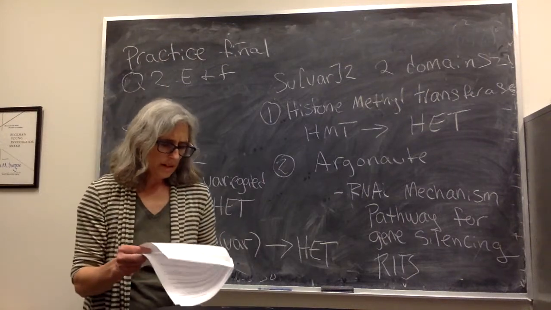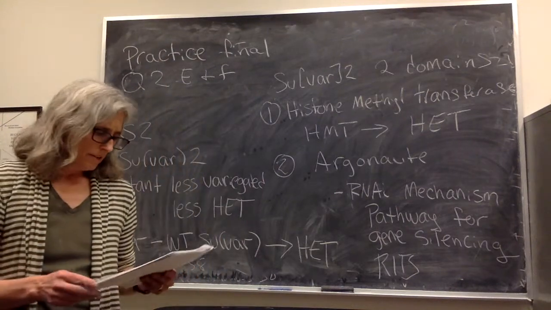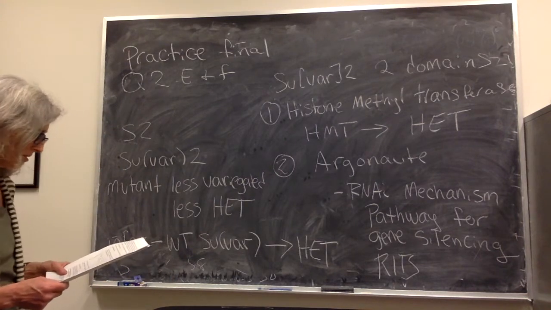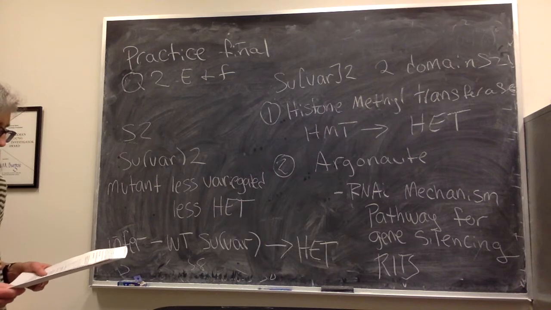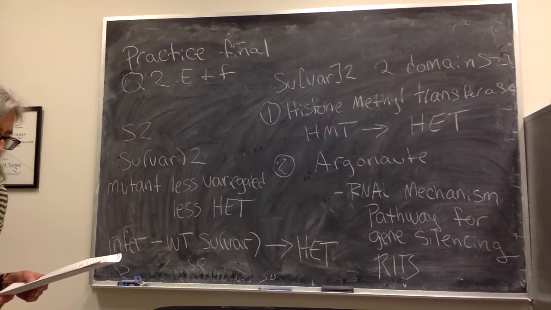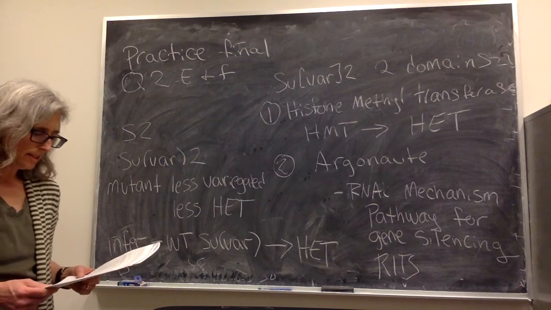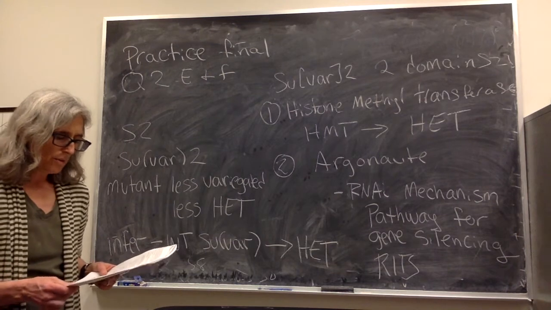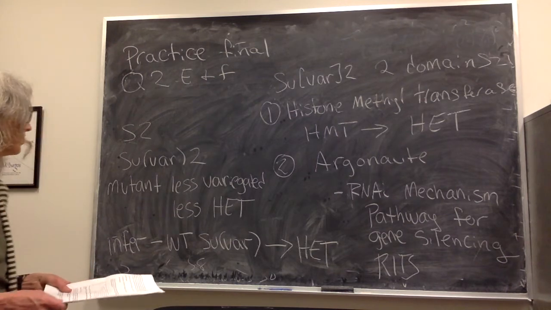Okay, we're moving on to part E. So now we have successfully cloned the gene for SUVAR2, and the sequence indicates that it has a protein domain with sequence similarity to histone methyltransferases, and a second domain that has sequence similarity to Argonaute. What is the significance of these two domains?